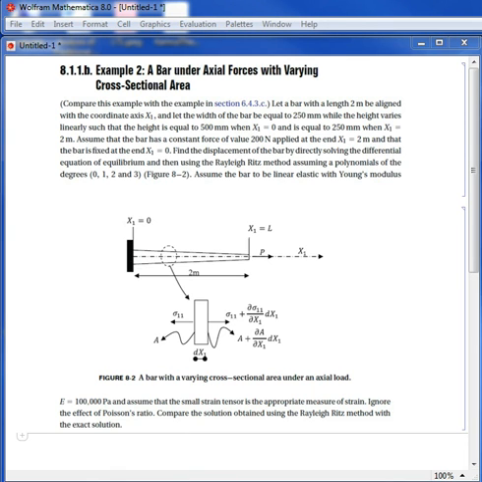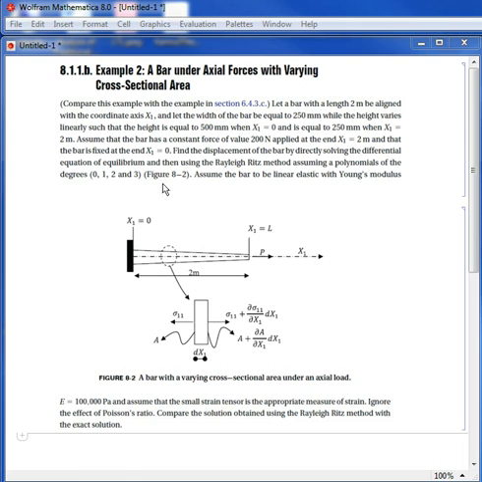So in this tutorial, we're going to solve one of the chapter 8 questions and utilize the Rayleigh Ritz method to find the approximate solution for the displacement function. We're actually going to find the exact solution first and then find the approximate solution and compare both.